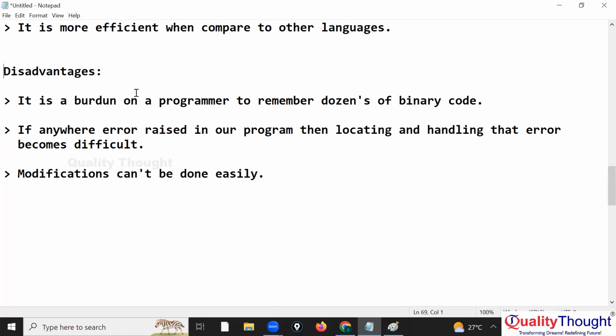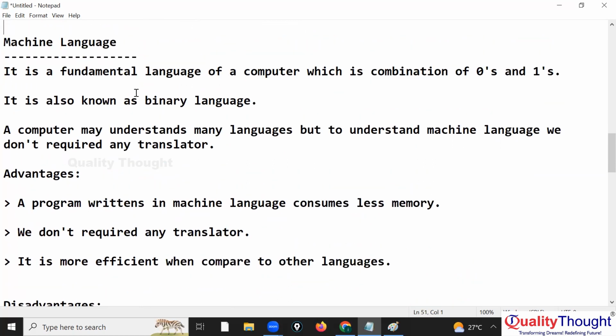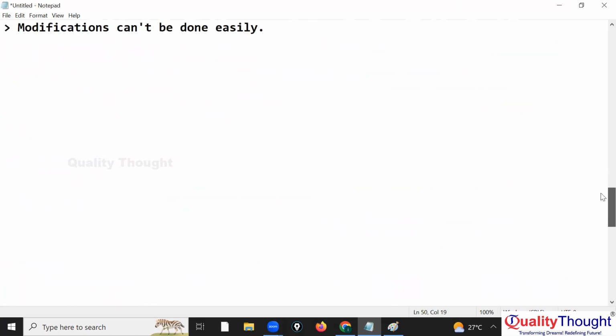Okay, sir, I got an idea. These are the advantages, these are the disadvantages of machine language. So I talk about what language actually? Low level language. So who will understand low level language? Computer. Computer understand low level language. Best example I gave machine language. Second I gave assembly language. So let's take example of assembly language also. What is assembly language? I will explain now.